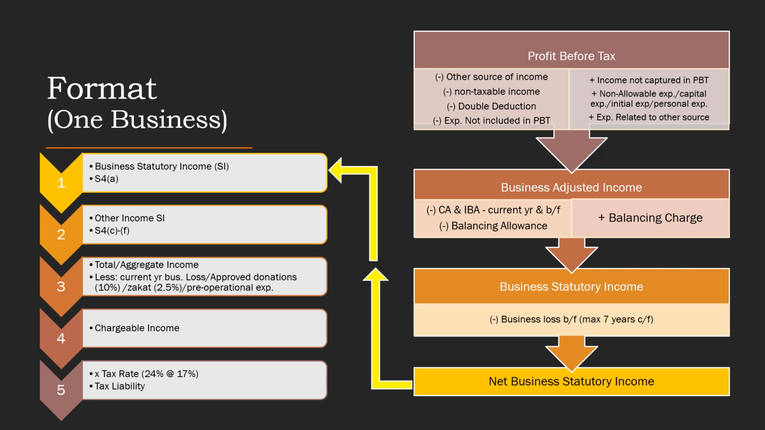Okay, after that we can get the chargeable income as the basis to calculate the tax liability, where we will times the tax rate of 24% or 17%, like I explained just now. And finally, we get the tax liability to be compared with the amount of the tax has been paid using the estimated amount.